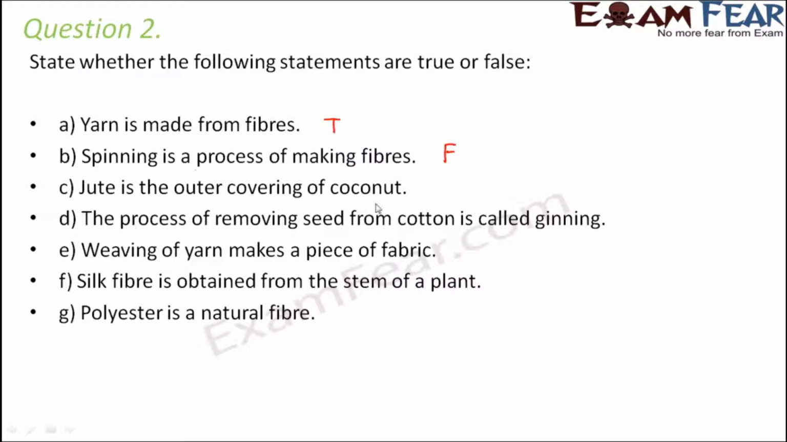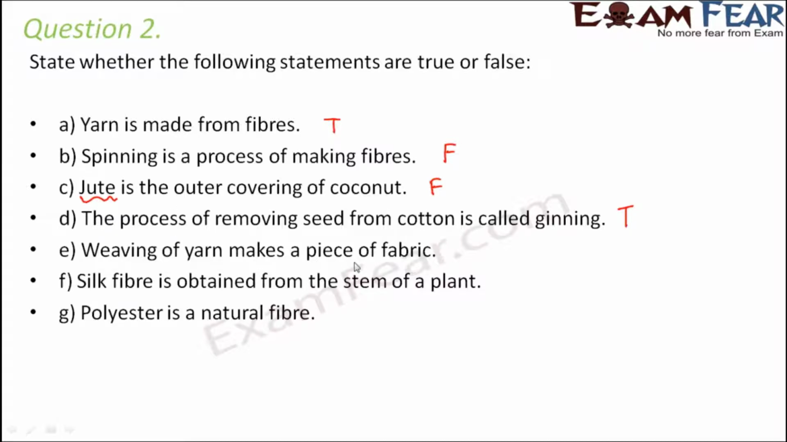Jute is the outer covering of coconut. That is again false. It is not jute but coir, which is the outer covering of coconut. The process of removing seed from cotton is called ginning. Yes, that's true, and that's the first step to obtain fibers.